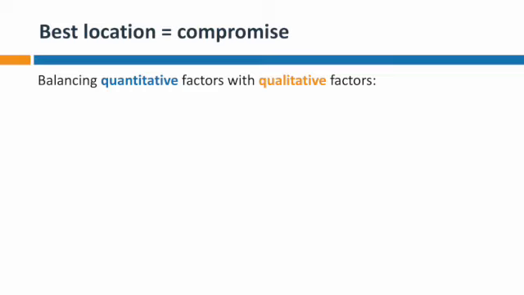The idea of choosing the best location, of making this compromise, is balancing the factors, the benefits and the drawbacks, but also balancing quantitative factors with qualitative factors. Now, what do we mean by that?